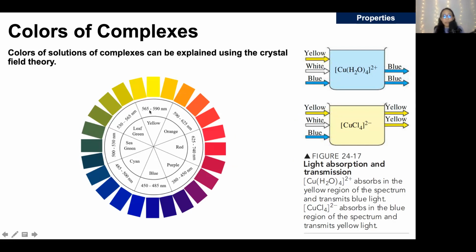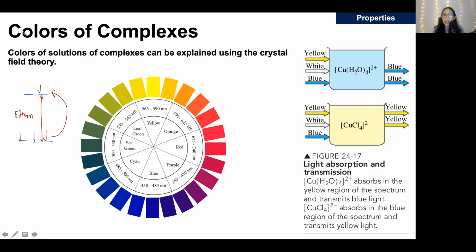For example, you have the yellow part of your color spectrum, or visible light or white light spectrum. This is from 565 to 590 nanometers. So if we look back to my diagram a while ago, you have the electrons here, and one of the electrons jump to the higher energy d orbital. So let's say this energy gap corresponds to 570 nanometers of energy. That means this electron absorbed yellow, the yellow portion of your white light. So again, if it absorbs yellow, then the color that we will see will be blue.